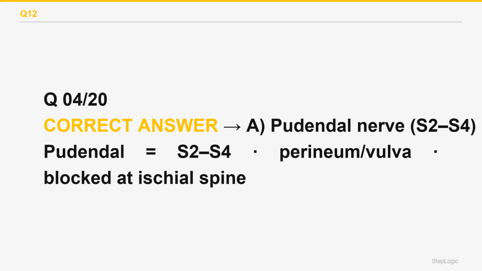The other nerves listed supply different territories: the femoral and obturator, the thigh; the genitofemoral and iliohypogastric, the lower abdomen and upper groin. Perineal anesthesia at the ischial spine targets the pudendal nerve.